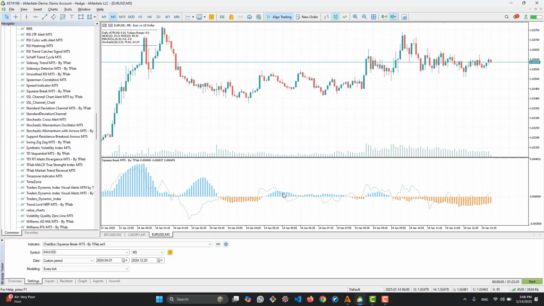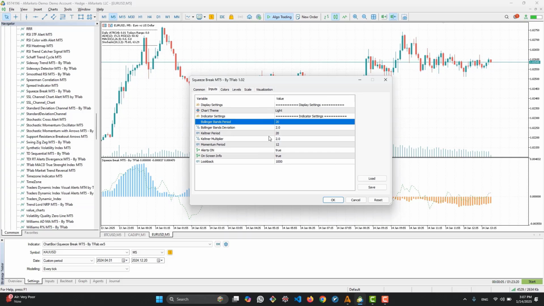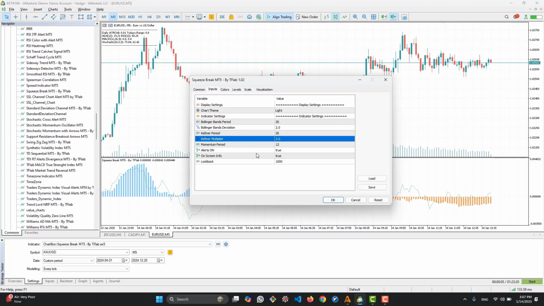Let's review the settings of this indicator. The first option in the settings of this indicator relates to the Bollinger Band settings, where we can specify the Bollinger Band's period and its deviation. The next two options are related to the Keltner indicator, where we can specify its period, price, and range.